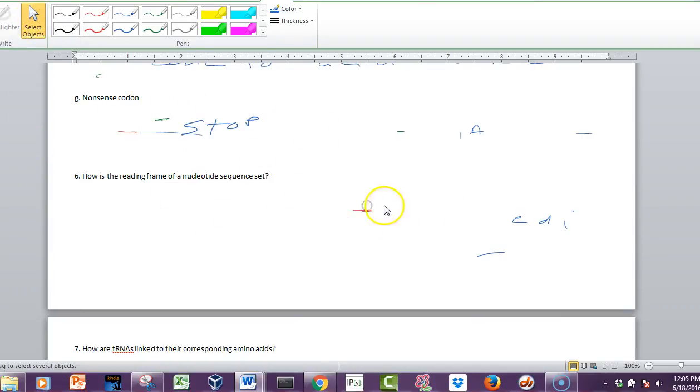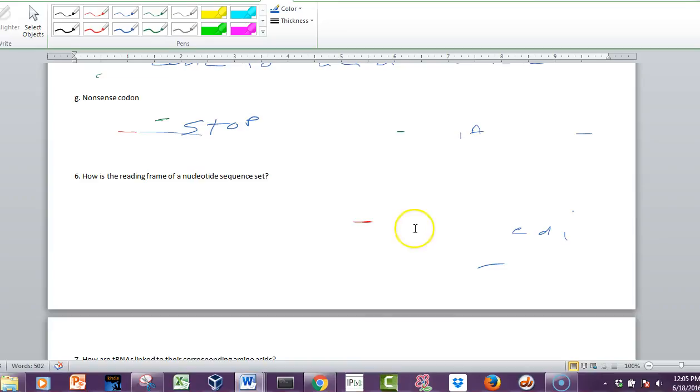And so when we talk about mutations, there will be nonsense mutations where we convert a sense codon into a nonsense codon.